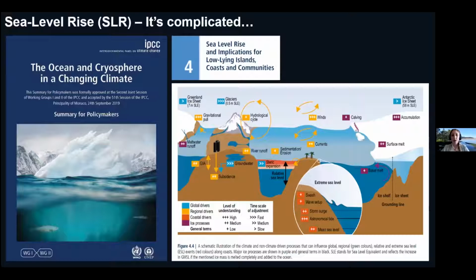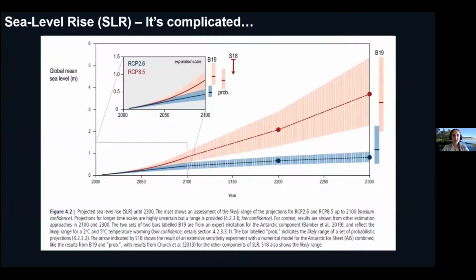And often we're only measuring relative sea level rise, and not considering the effects of all these interacting processes, which is okay, but we need to keep in mind that it is complicated and it's more than just what we are observing. So the current projections by the IPCC now extend up to 2300, but with low confidence, whereas the projections to 2100, they have medium confidence.